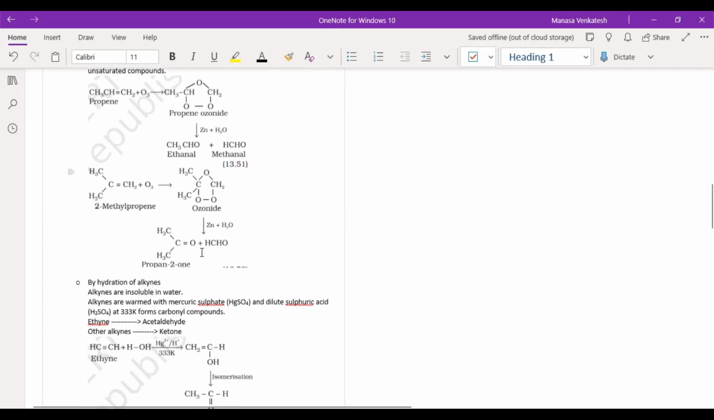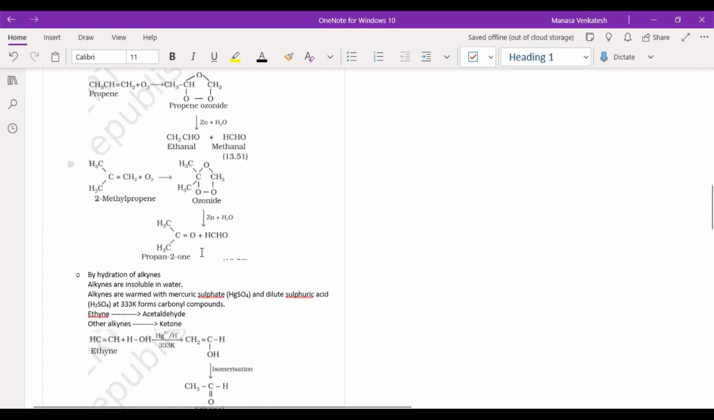Next is by hydration of alkynes. So as such, alkynes are insoluble in water. Now, when alkynes are warmed with mercuric sulfate and dilute sulfuric acid at 333 Kelvin, they form carbonyl compounds. So what are they doing? They're warming alkynes with mercuric sulfate and dilute sulfuric acid. And this is at 333 Kelvin. Now, in case of ethyne, it will give us acetaldehyde, whereas the other alkynes that exist will give us ketone.